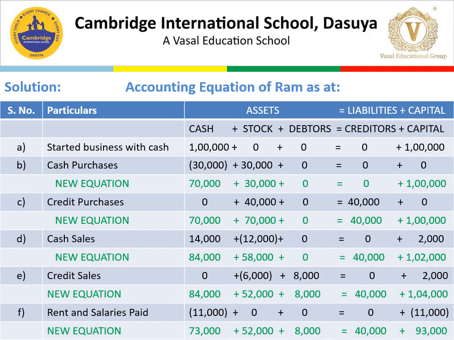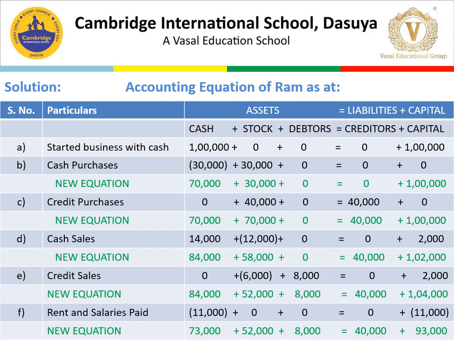Next transaction is cash sales. Goods costing rupees 12,000 sold for rupees 14,000. So cash comes into the business, 14,000, and stock goes out of the business, 12,000. Stock worth rupees 12,000 sold for 14,000 means there is a profit of rupees 2,000. So the increase in cash is 14,000, whereas the decrease in stock is 12,000.